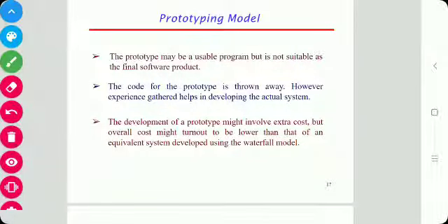So the first type of evolutionary process model is the prototyping model. The disadvantage of the waterfall model is that we have to know the requirements at the beginning stage, and the working software is not available until late in the process. It means the working software is available only after the testing phase of the waterfall model.